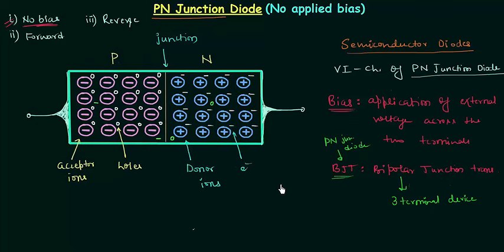Let's try to understand this with the help of pressure difference. Let's say we have A and B, two regions, with pressure PA at A and pressure PB at B. Say PA is greater than PB, then air will flow from A to B, right? The same thing will happen with holes. On the P side the concentration of holes is higher, so holes will move towards the N side like this.